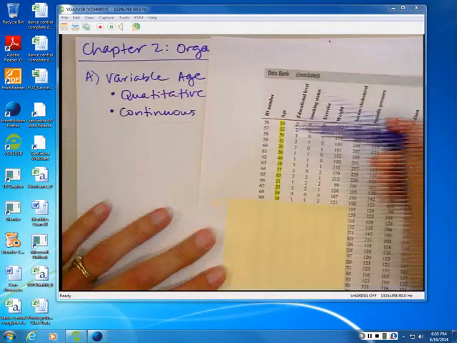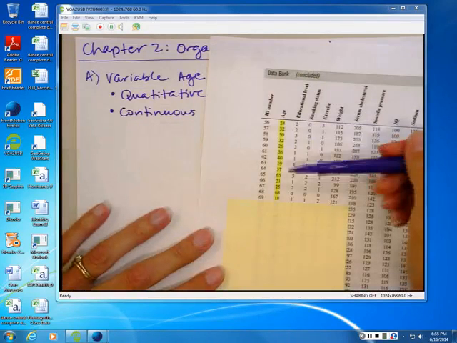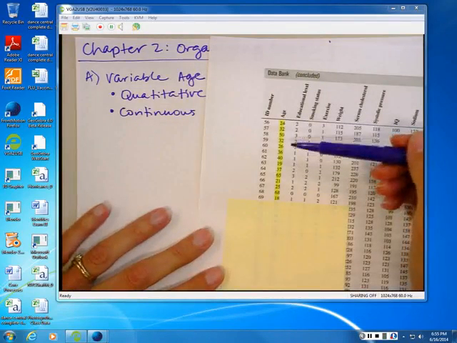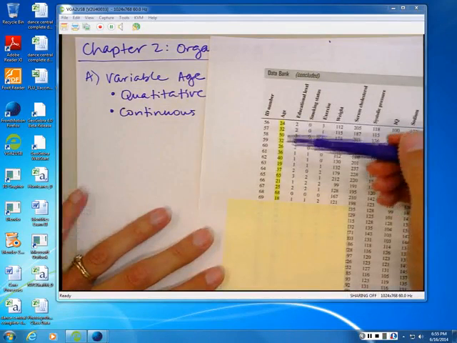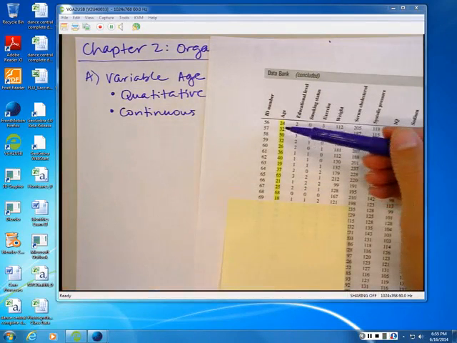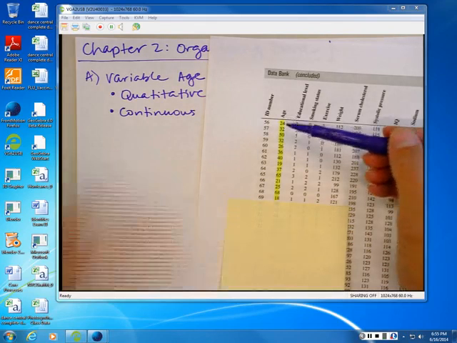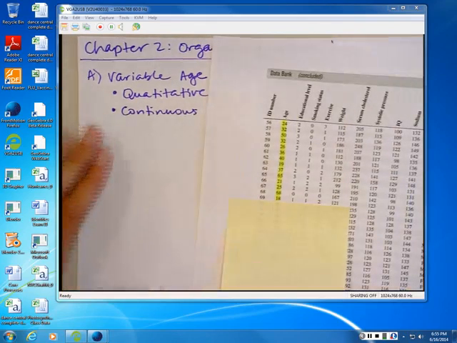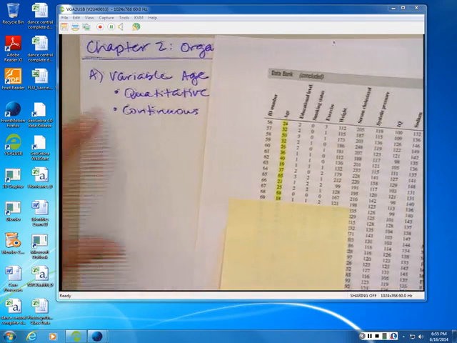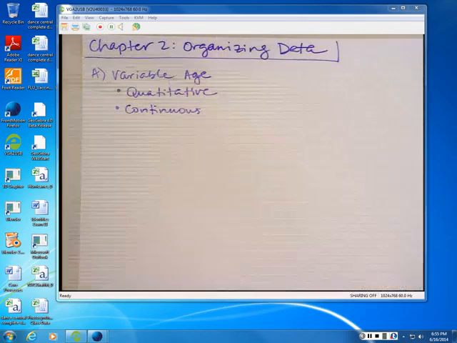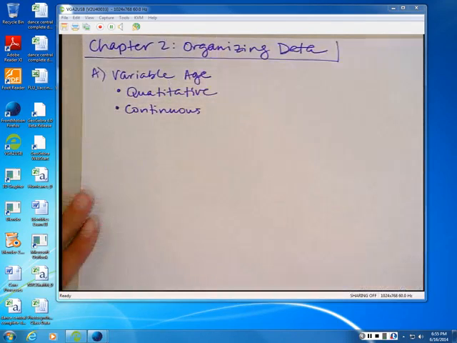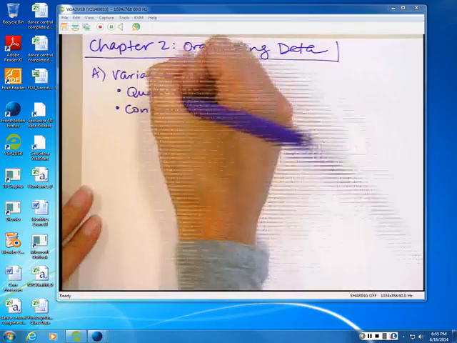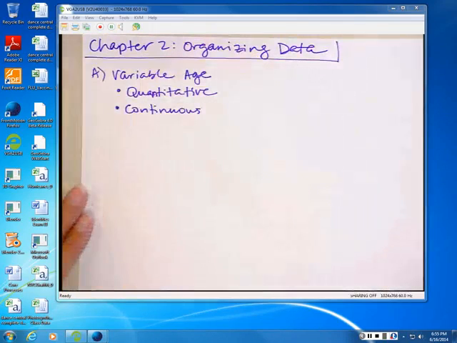However, if you look at the data here, especially when you're grown up, you don't give your age in a continuous form. I don't say I'm 24 years old and 38 days and 52 seconds. We just round it off. So it looks discrete, and it can be treated either as a discrete or a continuous variable, but really it is continuous. So that's quantitative and continuous.